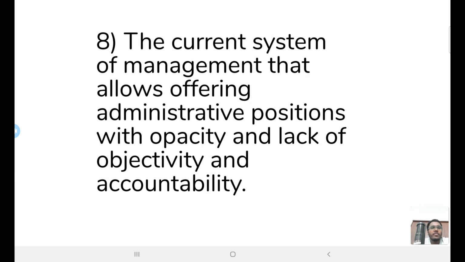And the current system of management that allows offering administrative positions with opacity and lack of objectivity and accountability. So the current system of management is not good. That is the big ethical issue here. That they are offering administrative positions without any accountability. There is no objectivity and there is a lot of opacity, and that is why if I resolve the issue I might get the post. So these are all the ethical issues that are there. If you find more, you can identify them. So as many as you can identify. It's a pretty straightforward question.